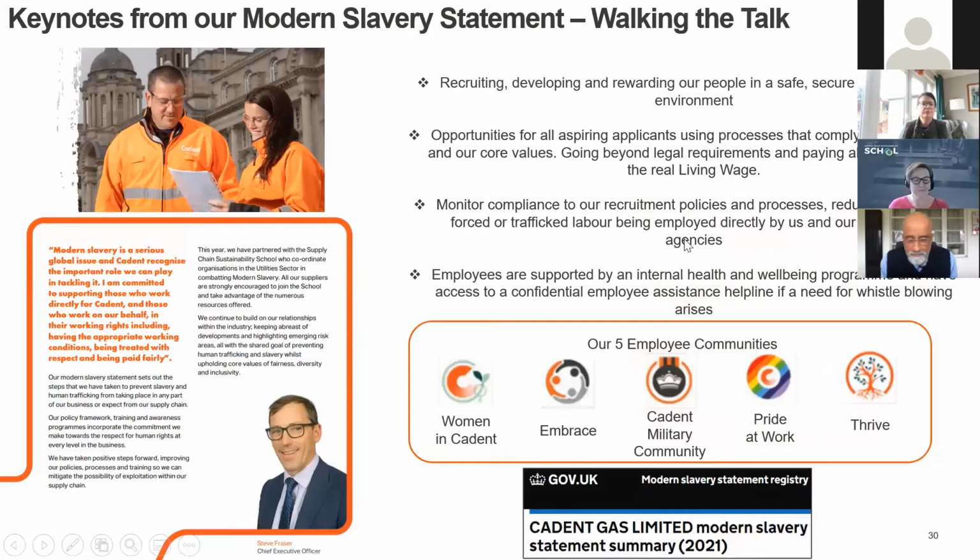So we have Steve Fraser there, our Chief Executive Officer, and he has clearly made a very large impact on how Cadent manages modern slavery. The statement that I mentioned in the previous slide is available for anyone to click on and have a look at. It's in the public space, and I would encourage people who are trying to build their own modern slavery approaches to take a look at it. You know, steal with pride.